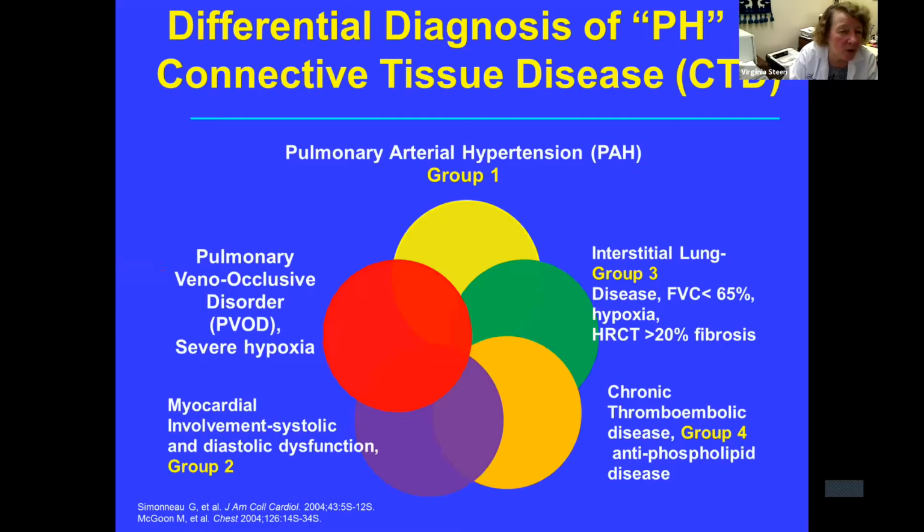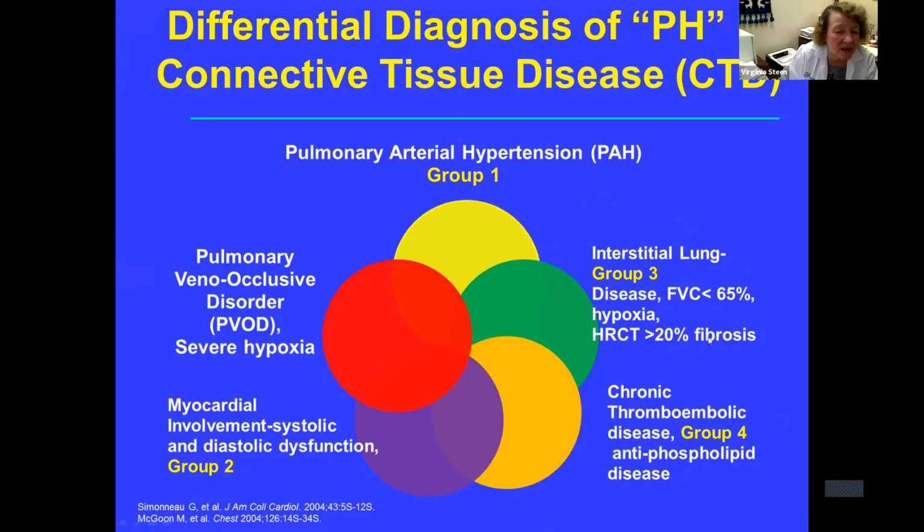So these are the 5 groups of pulmonary hypertension that occur. The World Pulmonary Hypertension Symposium has been talking about these for many, many years now, and scleroderma really fits into all of them. Group 1 is pulmonary arterial hypertension. Group 2 is myocardial involvement, and many of our patients have diastolic dysfunction. Whether it's from scleroderma or not is very difficult to tell. Some of our patients have systolic dysfunction as well, but certainly we see patients with group 2 pulmonary hypertension.